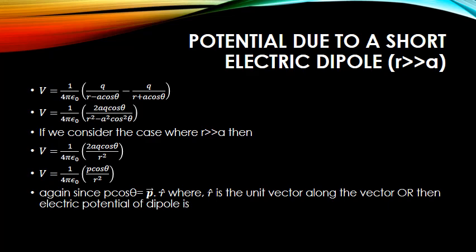Here 2aq is the dipole moment magnitude p, so we have V equal to 1 by 4 pi epsilon 0, p cos theta by r square. We can see from the figure that the quantity p cos theta can be expressed as the dot product p vector dot r cap, where r cap is the unit vector representing the direction of vector OR.